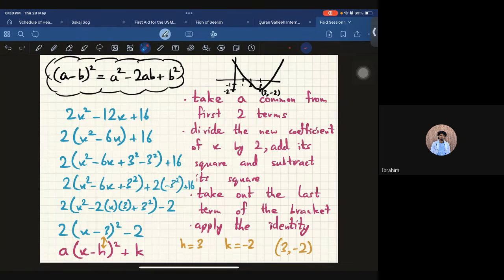Okay? Then what did I do? I want to remove this from the bracket. So to remove this from the bracket, I need to multiply this with what is outside the bracket. So I multiplied minus of 3 square by 2, and I took it outside. Does that make sense?